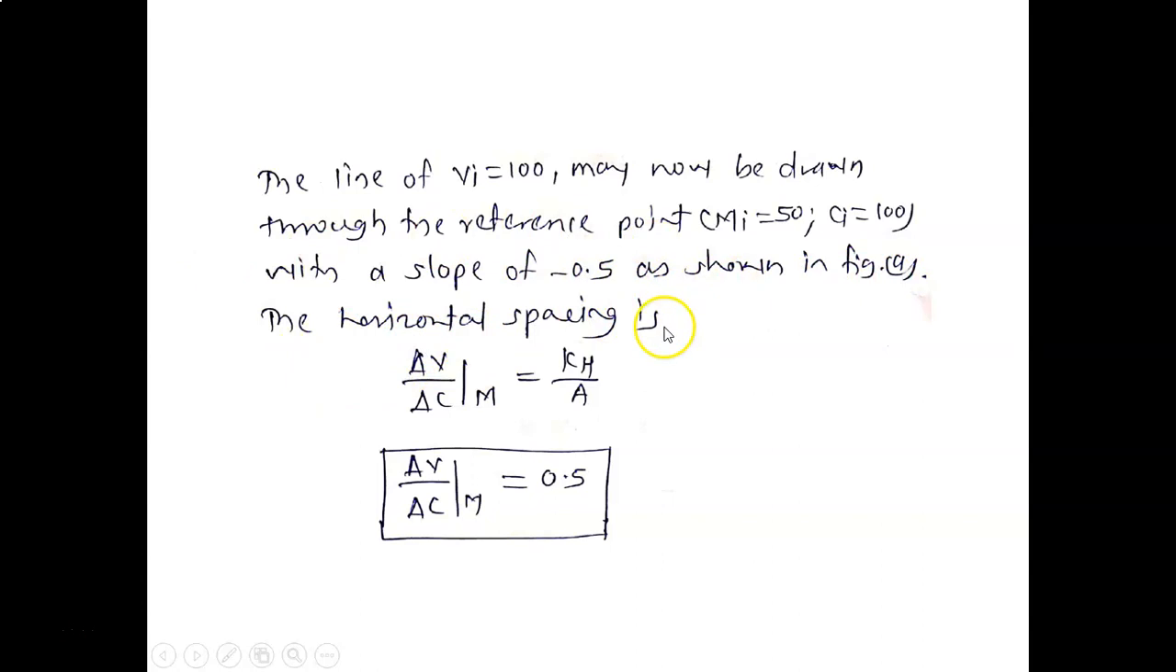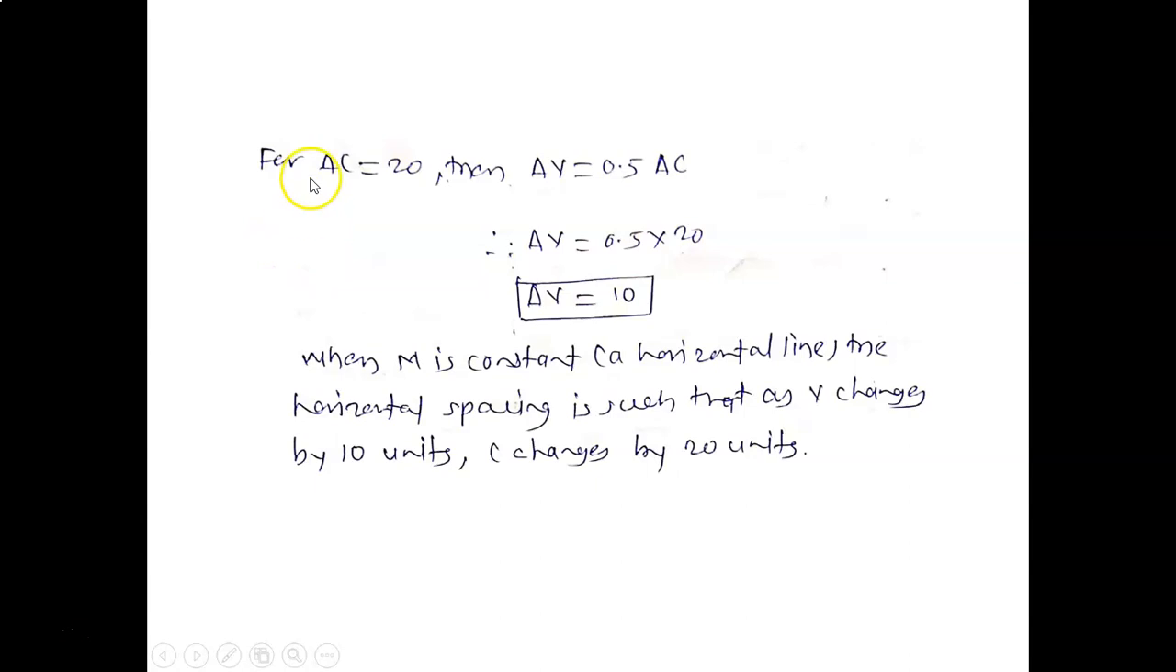The horizontal spacing is ΔV/ΔC when M is equal to constant, which is equal to KH divided by A. Therefore the KH value is 0.5, A is equal to 1. Therefore ΔV/ΔC when M is constant is equal to 0.5. For ΔC = 20, ΔV is equal to 0.5 into ΔC. Therefore ΔV = 0.5 into 20, so ΔV = 10. When M is constant, a horizontal line, the horizontal spacing is such that as V changes by 10 units, C changes by 20 units.